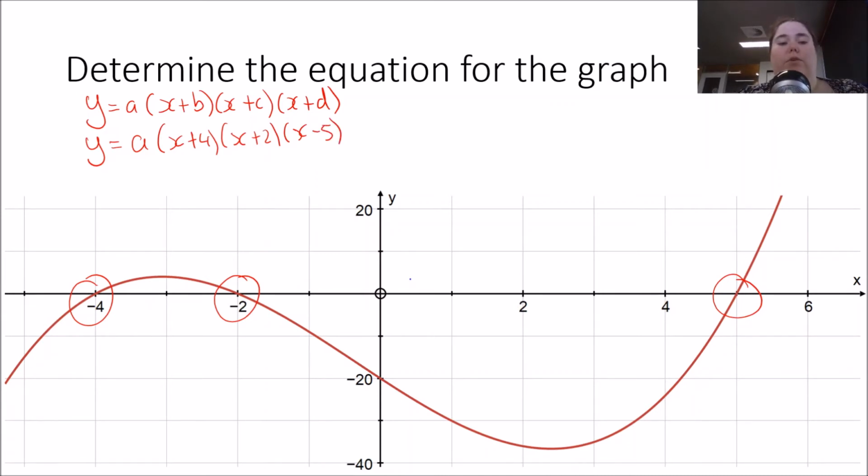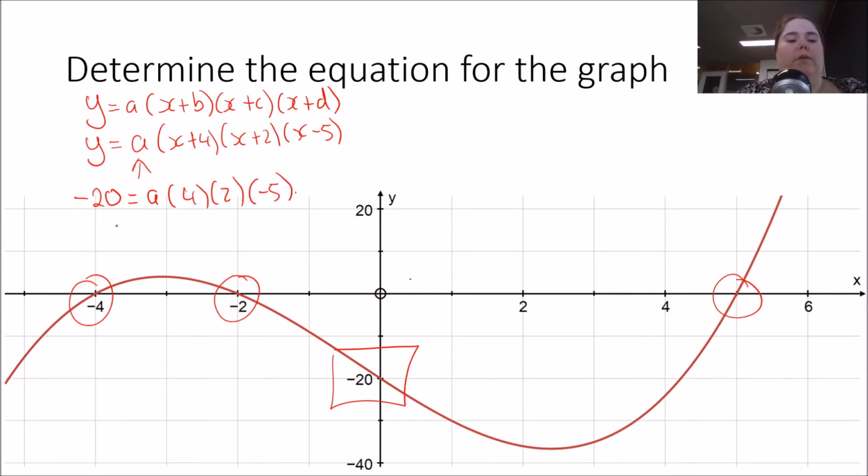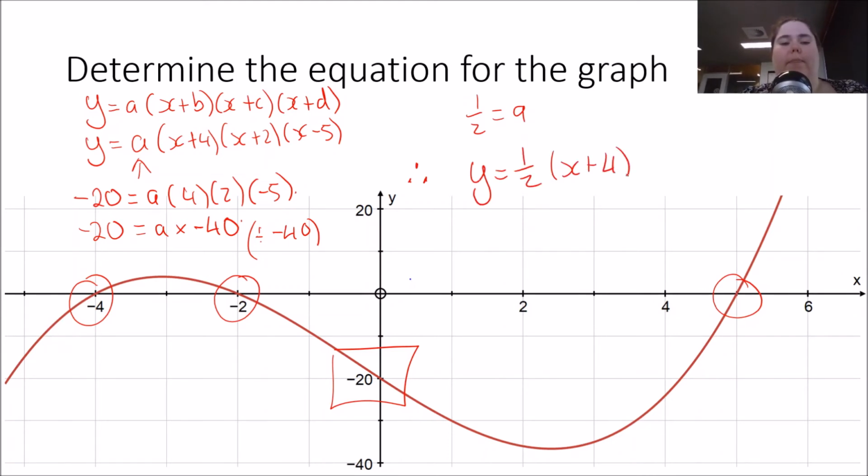So I'm really close to having the full equation, but once again, I need to find out a. So I'm going to use the other point I know, which is my y-intercept. So negative 20 equals a, and all my x's are 0. So negative 20 equals a times negative 40. So then I'm going to divide both sides by negative 40, which gets me a half. So I now know a, so I can rewrite my equation with it. And there we go. That's your full equation.